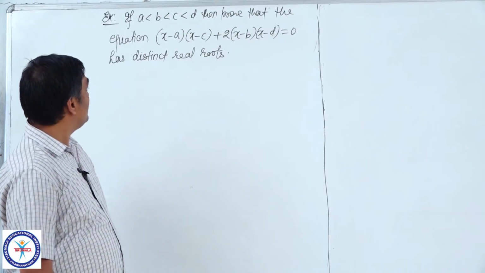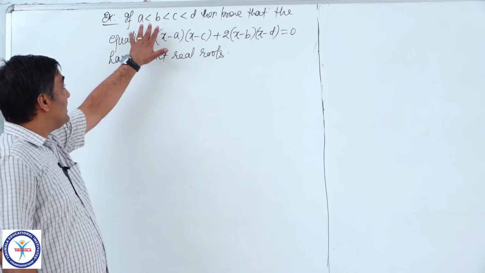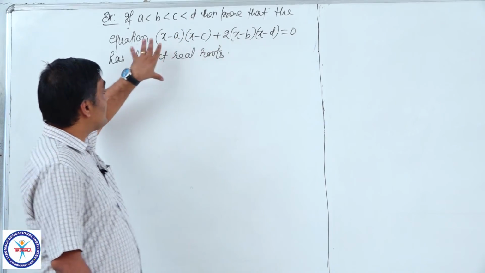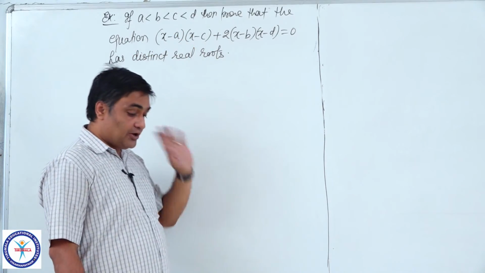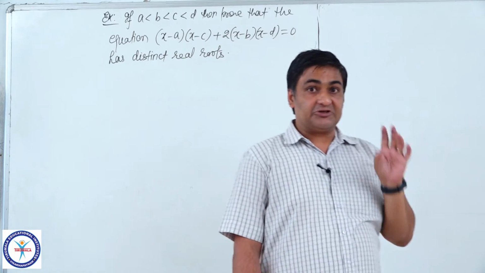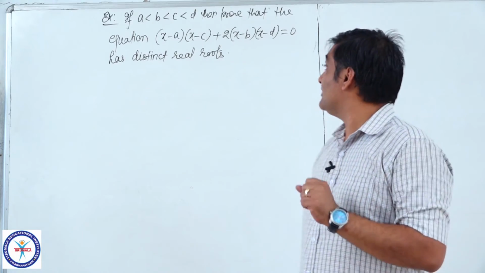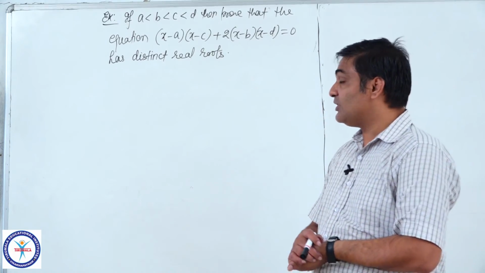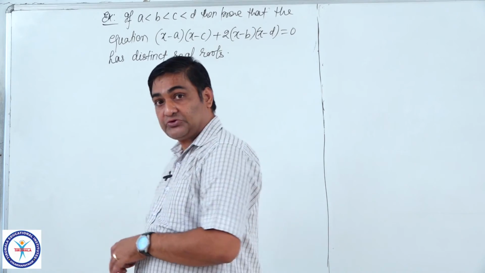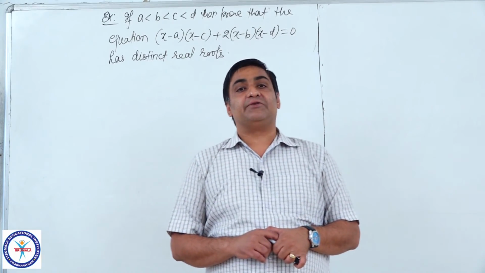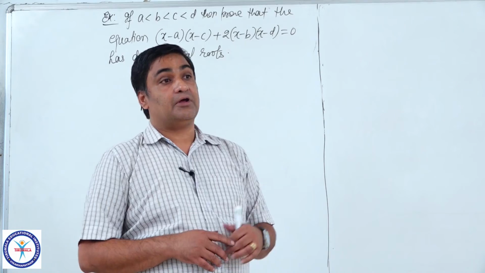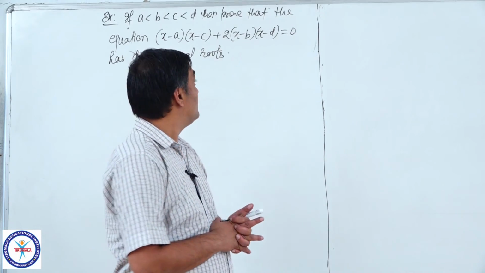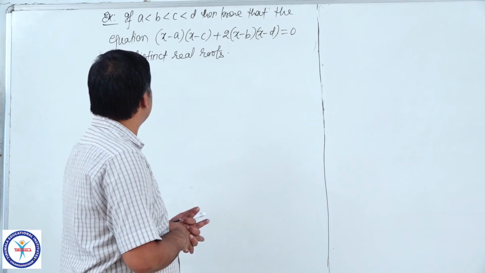Now, one more example. If a less than b less than c less than d, then prove that the equation (x minus a)(x minus b) plus 2(x minus c)(x minus d)... equal to 0 has distinct real roots. We have already seen this question in nature of roots.